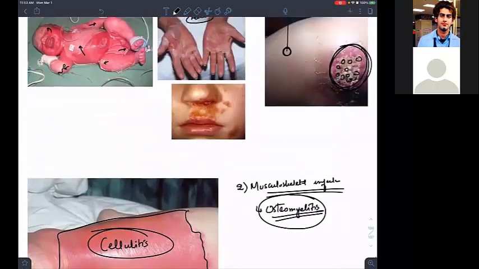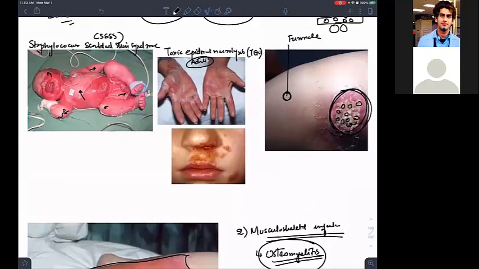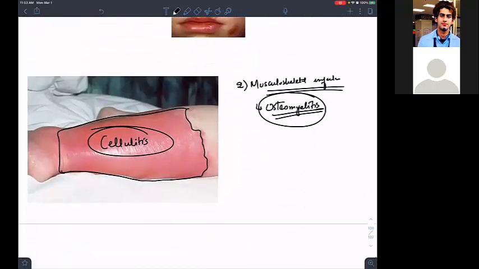For example, if they ask you, what is the most common cause of skin infection? Staph aureus. What is the most common cause of topical pyomycetes? Staph aureus. Or they say, what is the most common cause of osteomyelitis? By the way, what is the most common site? Anyone? It is the knee joint. It is the knee site where you see septic arthritis. Septic arthritis is also caused by Staph aureus.